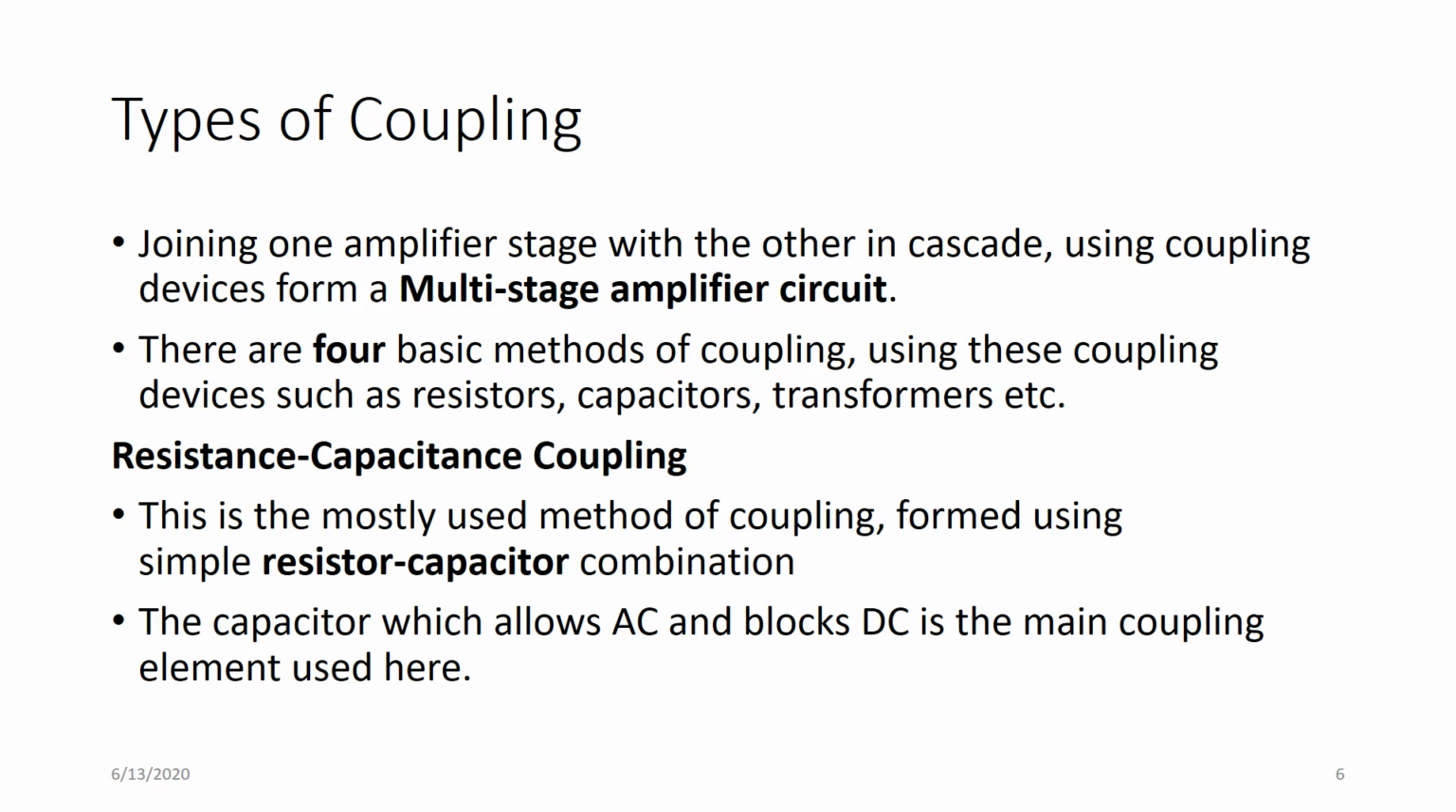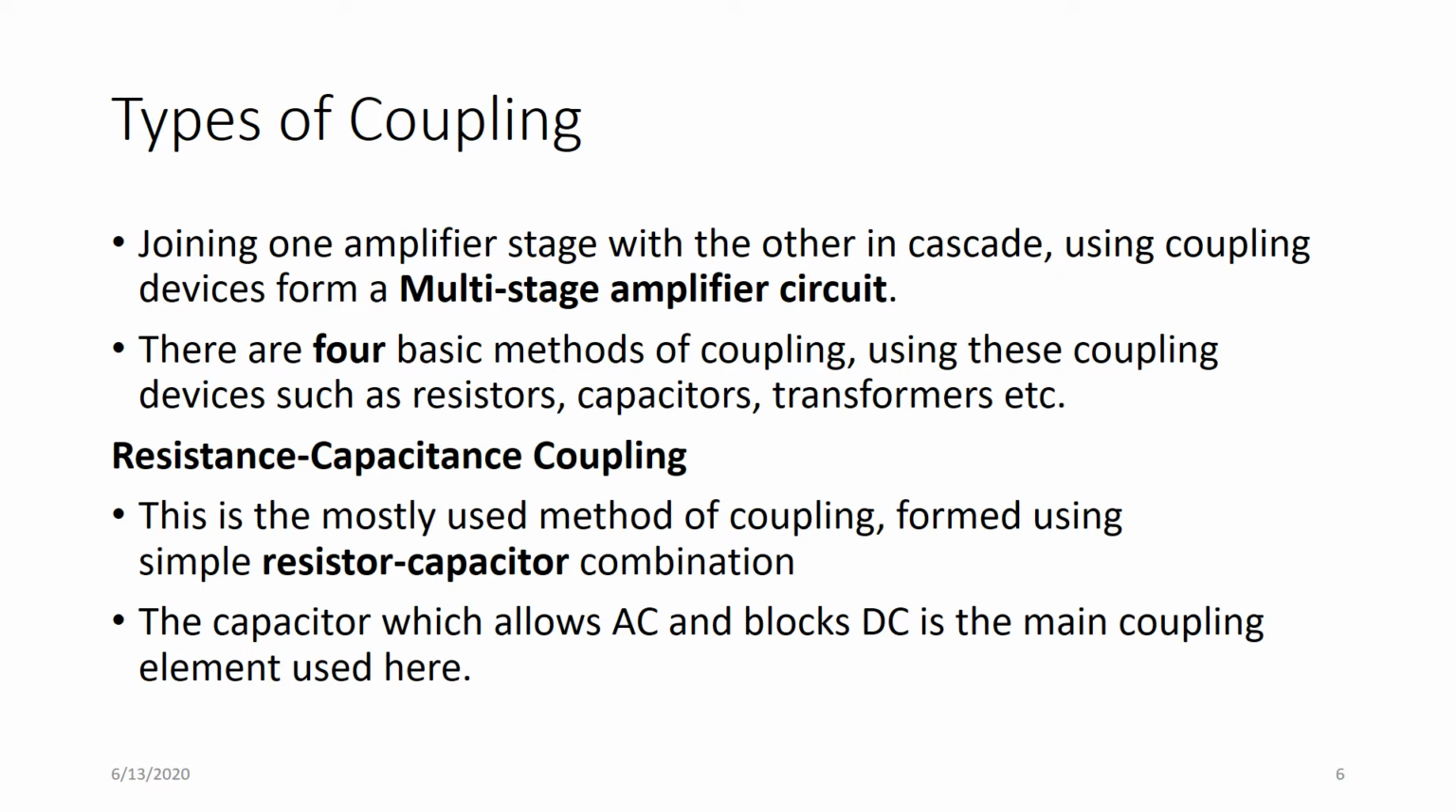So, types of coupling. The meaning of coupling is joining one amplifier stage with the other stage in cascade using a coupling device to form a multi-stage amplifier circuit. So there are four basic methods of coupling, using coupling devices such as resistor, capacitor, transformer, etc.